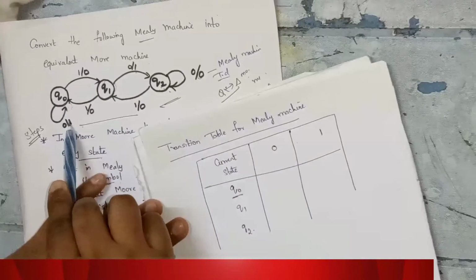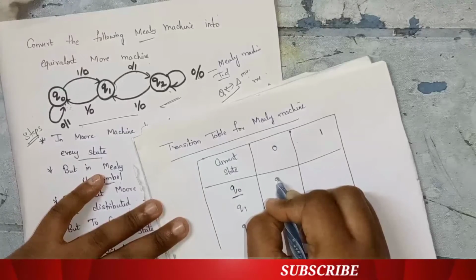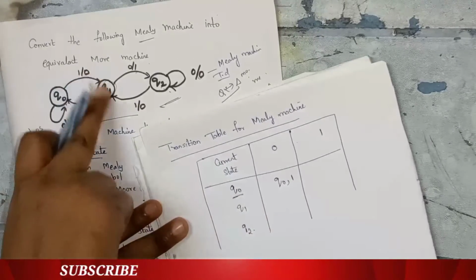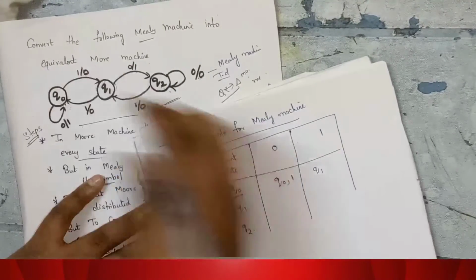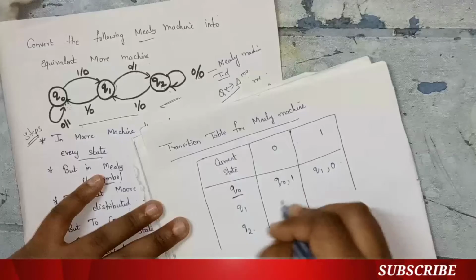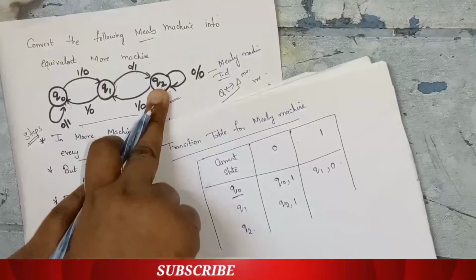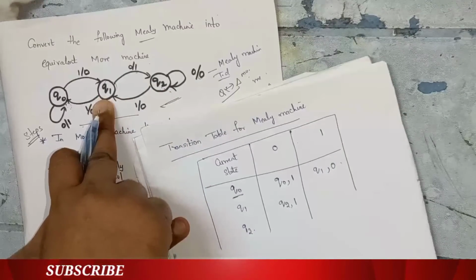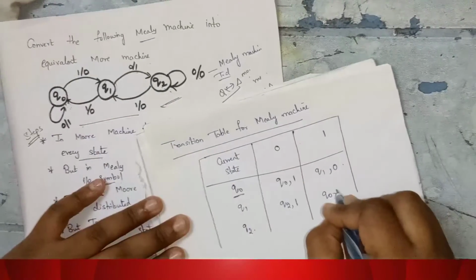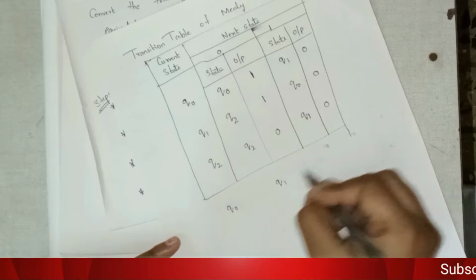Q0 on input 0 gives rise to Q0 and generates output 1. Q0 on input 1 gives rise to Q1 and generates output 0. Q1 on input 0 gives rise to Q2 and generates output 1. Q1 on input 1 gives rise to Q0 and generates output 0. Now Q0, Q1, Q2.